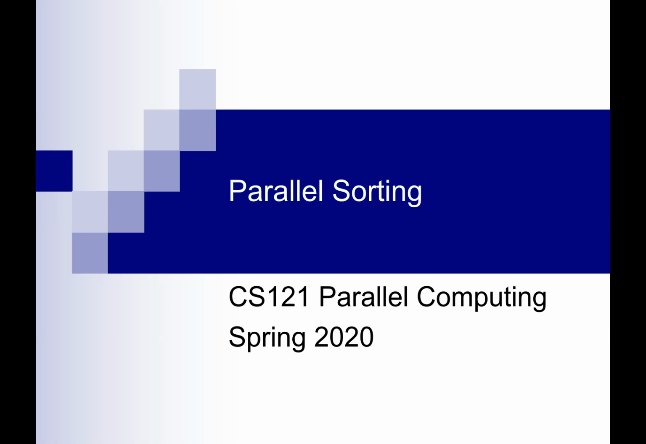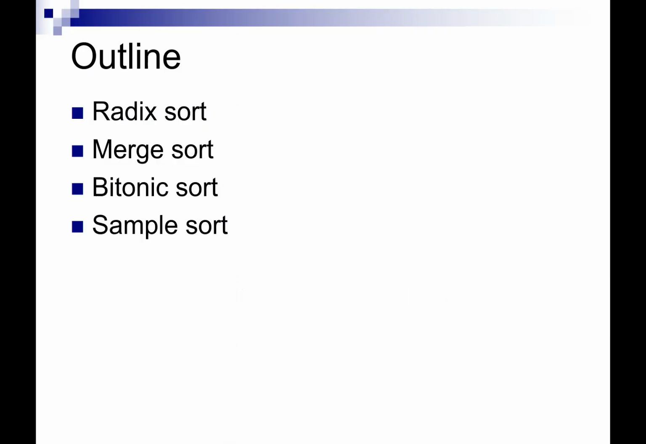Welcome back. So today we're going to look at some parallel sorting algorithms. We're going to look at four algorithms. The first one is going to be radix sort, and then we'll look at parallel merge sort, and then we'll look at something called bitonic sort, and then sample sort.